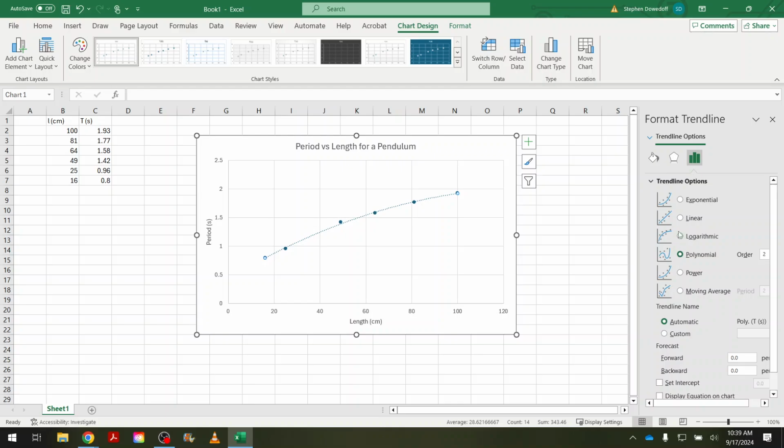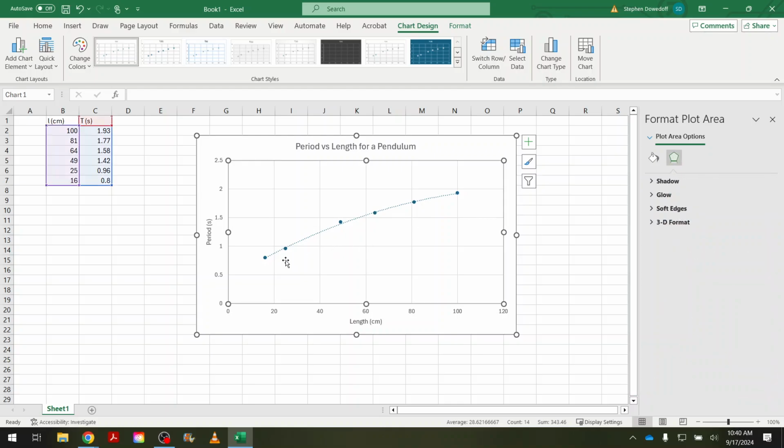Polynomial. Logarithmic, it looks pretty good. Polynomial doesn't look too bad, and you can pick what order you want it to be. Polynomial of order 2. Or we can go to a power graph. Or we can look at what's called a moving average. You don't want to do a moving average. It'll almost never be a moving average. So, where's that last point? That is a point. Okay, cool.